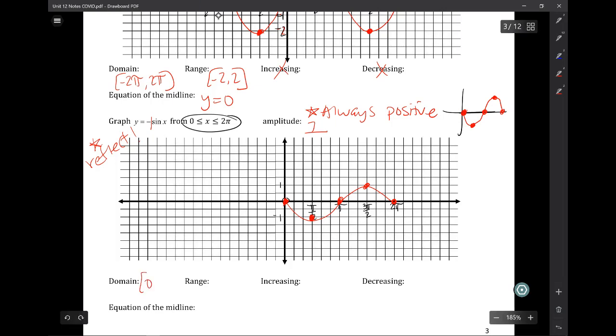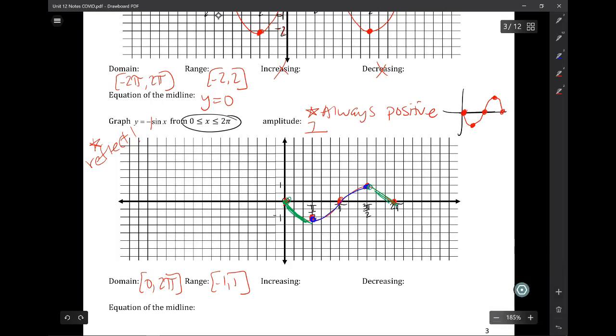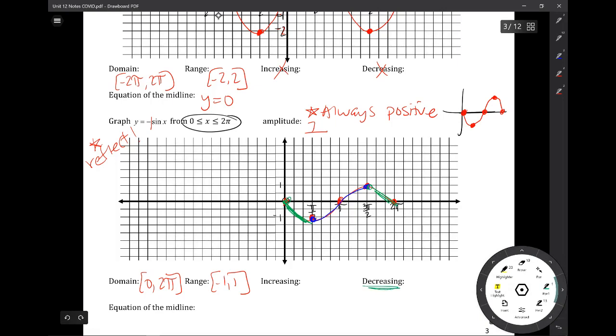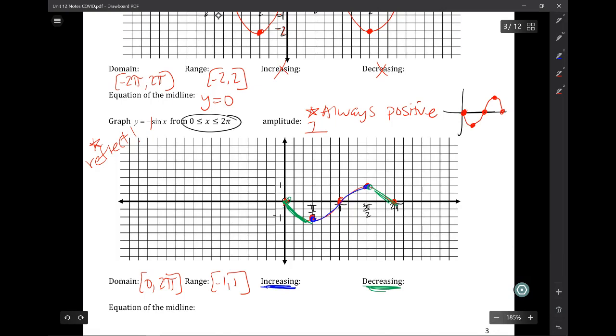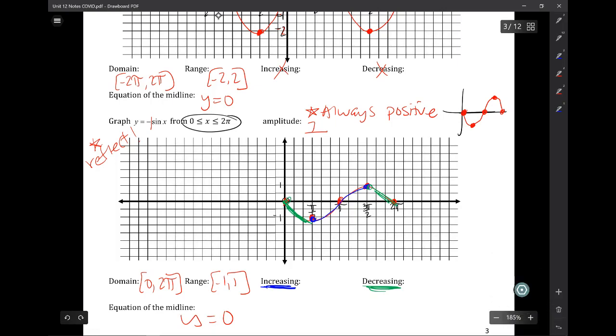Domain this time is from 0 to 2 pi, and my range is from negative 1 to 1. It is increasing, and I'm just going to color it in. It is increasing from this point to this point, and it is decreasing from this point to here and this point to here. If you want, the decreasing was green and the increasing was blue. I'm just going to save us some time from that. And as before, our midline is still 0, y equals 0. So that's what a sine curve looks like. A sine curve looks like an S.